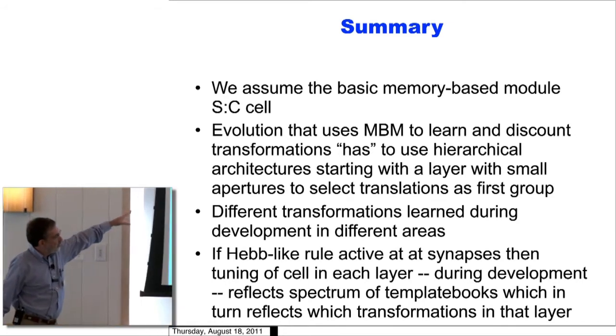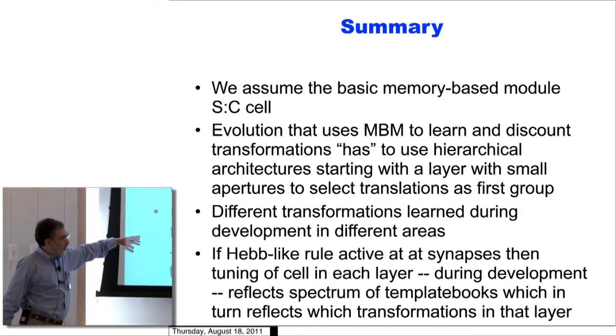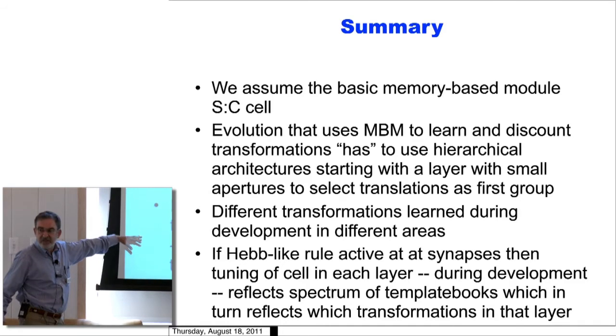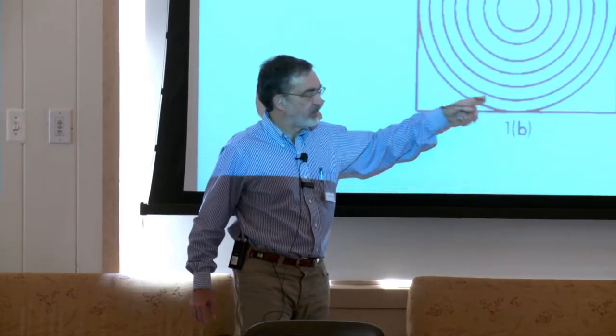And by doing this, you have different transformations learned in different areas. The different transformations reflect themselves in different principal component spectra of what each layer stores in the template books, and then if there are Hebb-like synapses, you get these spectral properties reflected in the tuning of the cells in that area. That is what you expect. You expect features that are, for instance, here, this would be the kind of features you'd expect for expansion. And these are the ones for rotation, orthogonal to the motion.